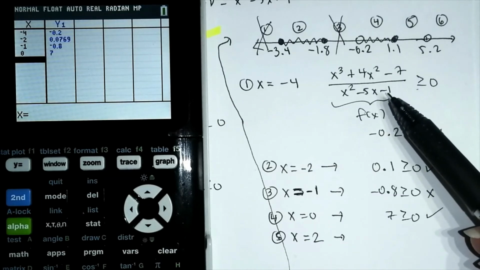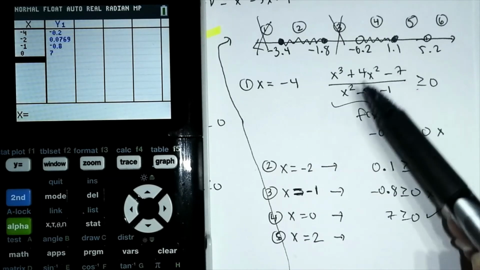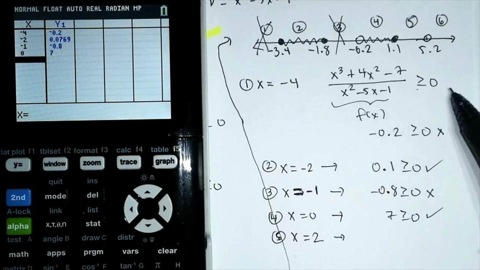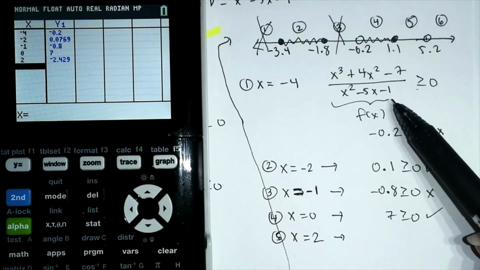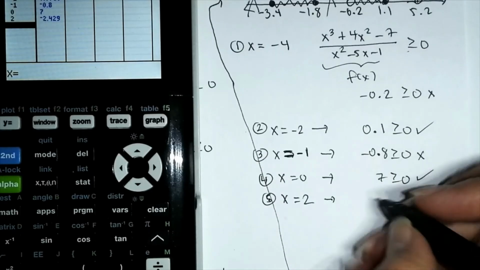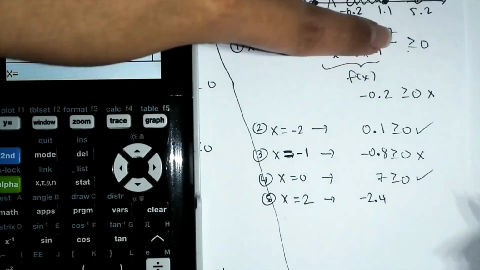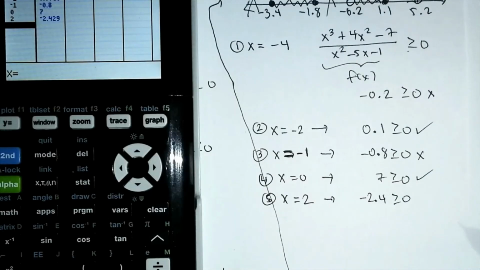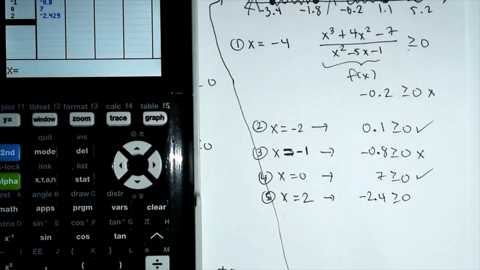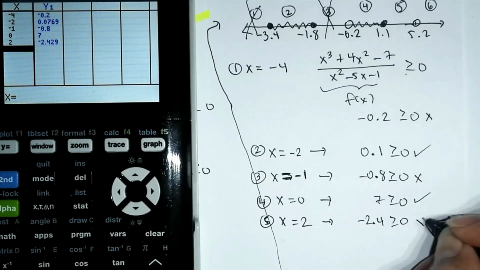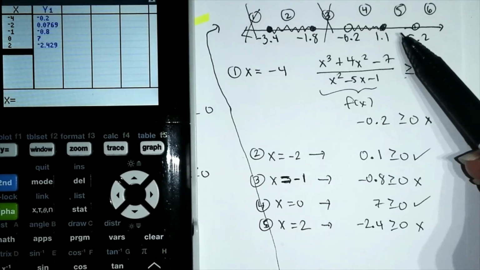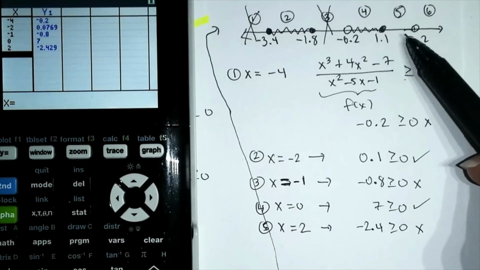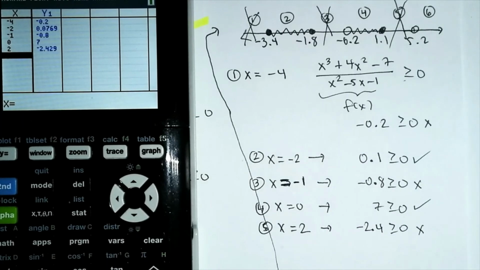So when we substitute a 2 for x, the left side should give us some number, and I want to know if it's greater than 0. According to our calculator, if x is 2, the left side simplifies to about negative 2.4. So I want to know, is negative 2.4 greater than or equal to 0? Last time I checked, that is a lie. Negative 2.4 is not greater than 0, so it doesn't check out. So because our test value is not a solution, that means that no other real number in that interval is also going to be a solution. Let's release that frustration.